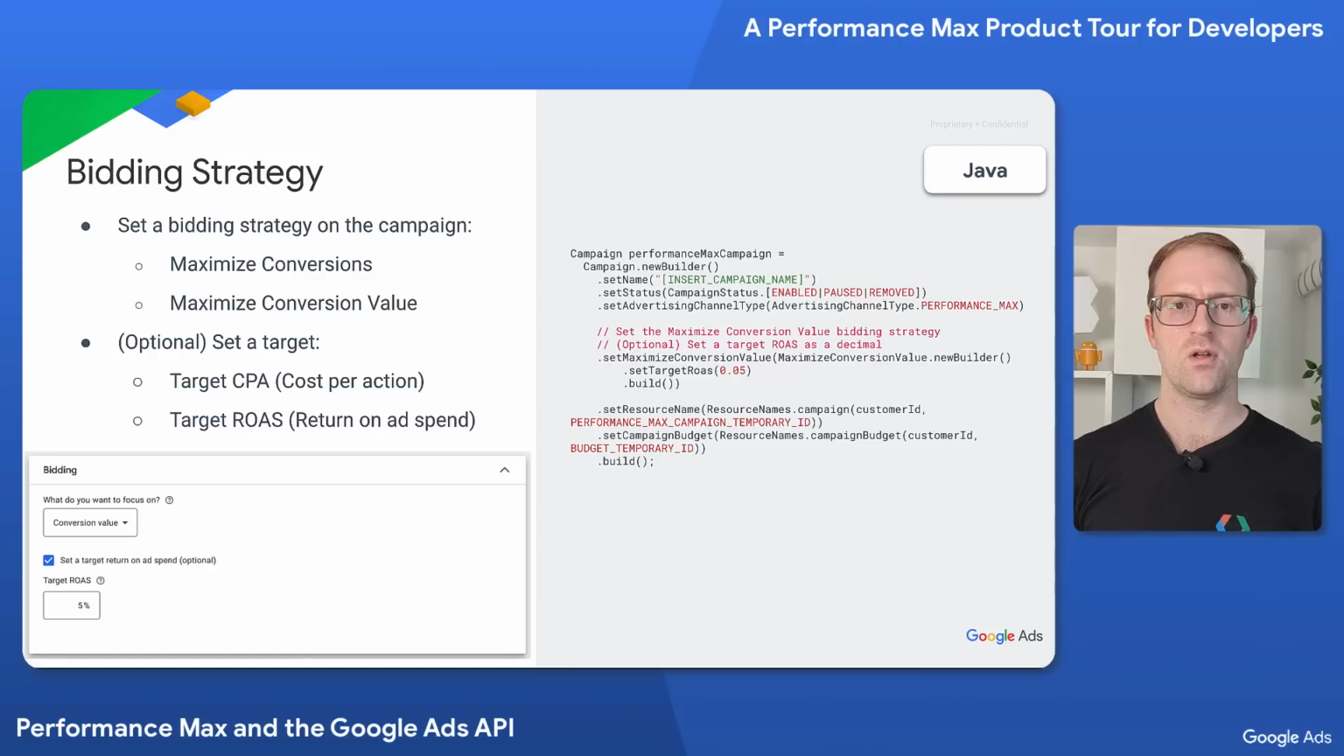Now, let's dig deeper into the features mentioned in this workflow and the implications for API development. Performance Max offers two main bidding strategies, maximize conversions and maximize conversion value. Both have the ability to specify a target. For maximize conversions, the target is cost per action, or CPA. For maximize conversion value, the target is return on ad spend, or ROAS. You can see the decision here is already much simpler than the options available with other campaign types, and it fits in naturally with aligning with the business goals.